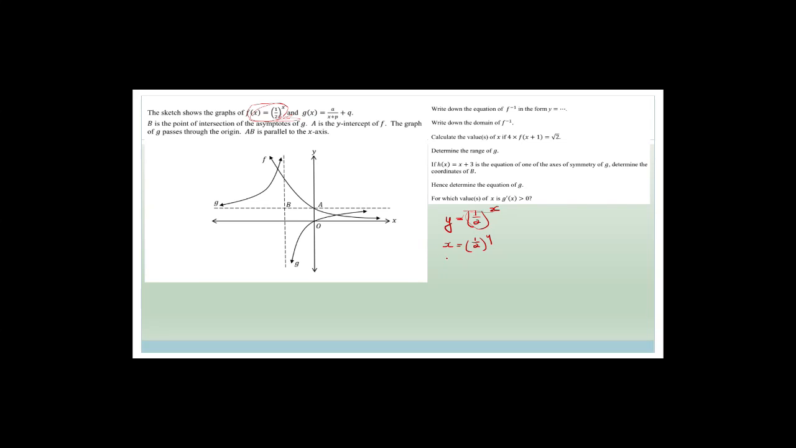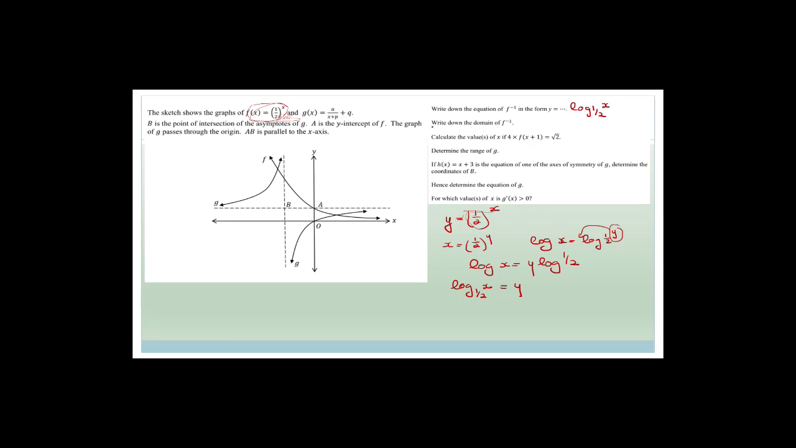We are going to log both sides. So we go log x is equal to log 1/2 to the power of y. The y comes to the front. So we get log x is equal to y log 1/2. Do you agree? Because we just want a y, we divide both sides by log 1/2. So we get log x to the base of 1/2 is equal to y. So y is equal to log base 1/2 of x.